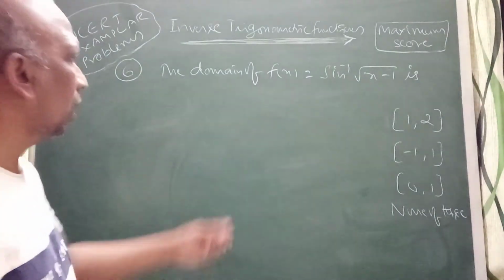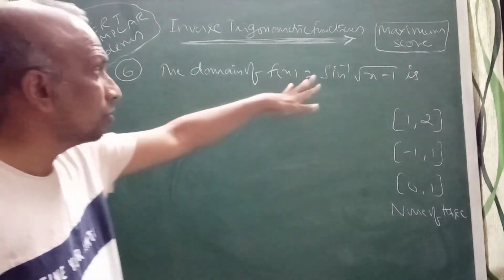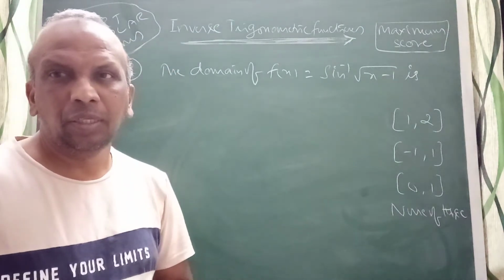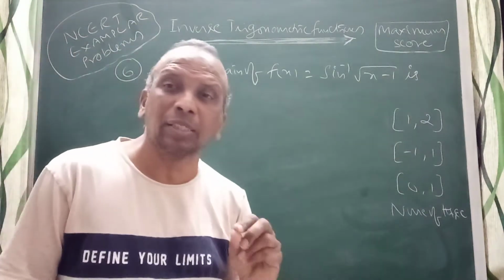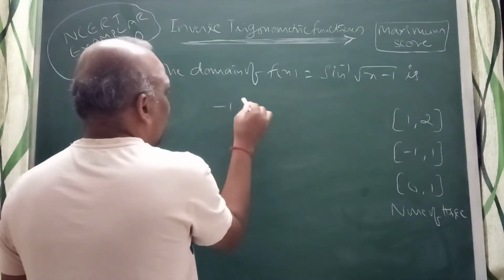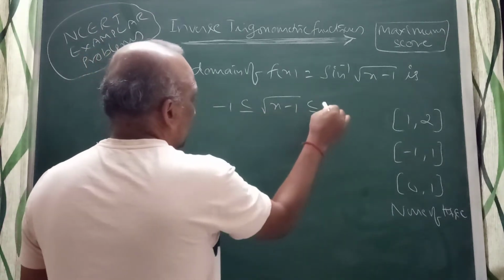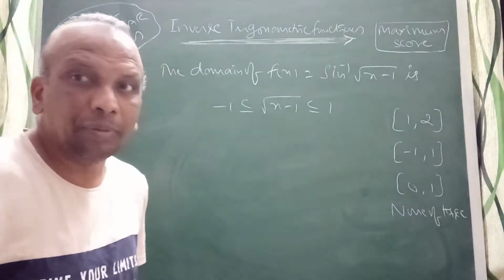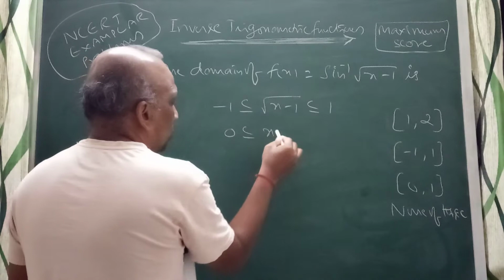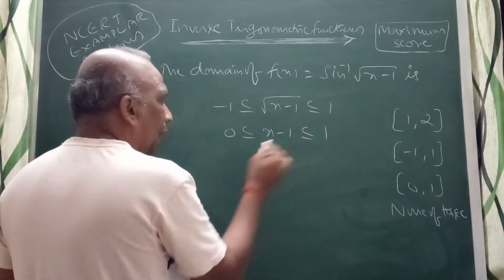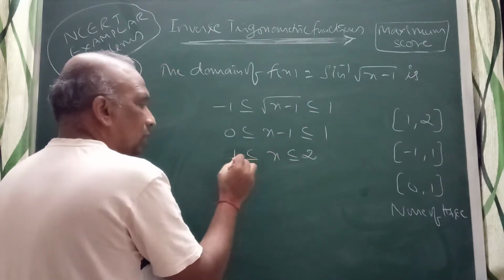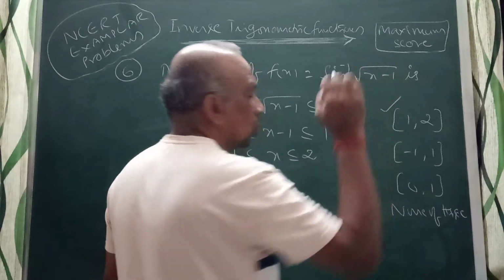Now see this problem, they are asking the domain of sin inverse of root x minus 1. Think about the domain of sin inverse x. When they are talking about the domain of sin inverse x, x lies in the closed interval minus 1 comma 1. In the same way, minus 1 less than or equal to root of x minus 1 less than or equal to 1. If we square to eliminate the root, it lies between 0 and 1: 0 less than or equal to x minus 1 less than or equal to 1. Add 1, you will get 1 less than or equal to x less than or equal to 2. x lies in the closed interval 1 comma 2. So the first option is your answer.